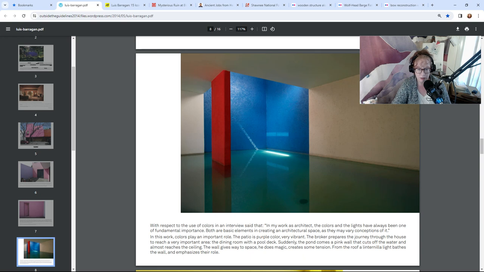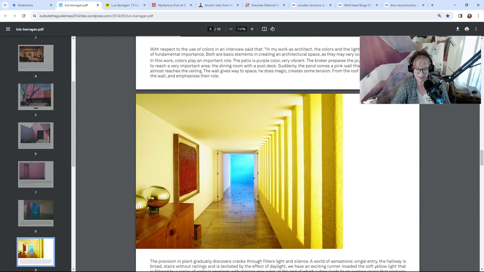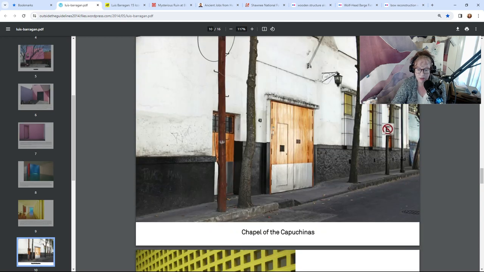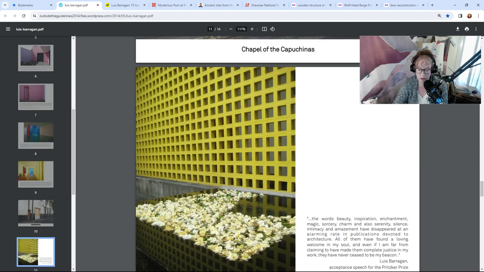And this is the pool, I guess. It's a little creepy. I love the yellow with the blue. This is the doorway. Chapel, oh, this is a different building. Chapel of the Capuchinas.